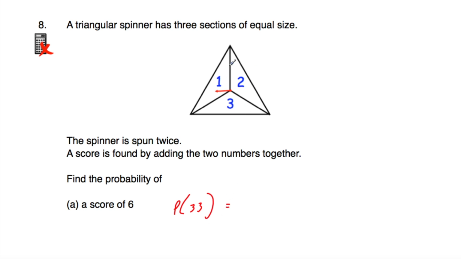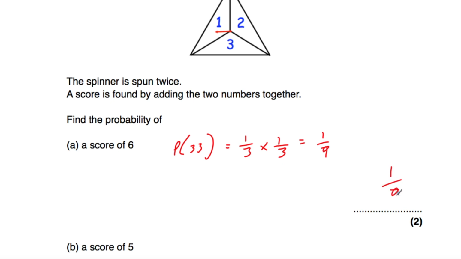Now, because these sections are of equal size, that means it's a fair spinner, so the probability of getting a 3 would be 1/3. Multiplied by the next one, which would be 1/3, because the chance of landing on a 3 is a third. So the probability of getting a 3 and then another 3 would be a third multiplied by a third. 1 times 1 is equal to 1, and 3 times 3 is equal to 9. So the probability of getting a score of 6 is 1/9.